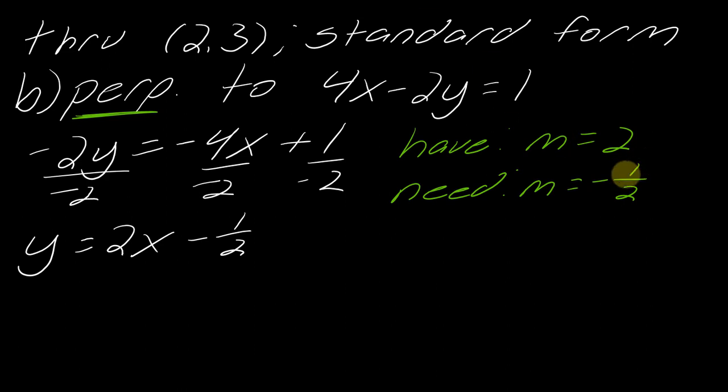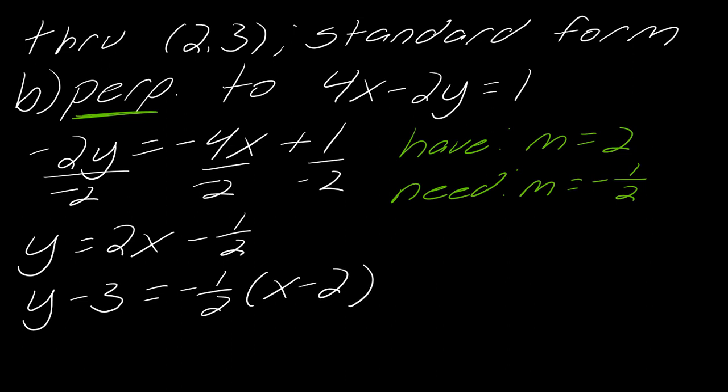So now I've got my slope, I've got my point, so I can plug this into my point slope form. So I can write this as y minus 3 equals -1/2 times x minus 2. Okay, so let's go ahead and distribute. So this becomes y minus 3 equals -1/2 x plus 1.